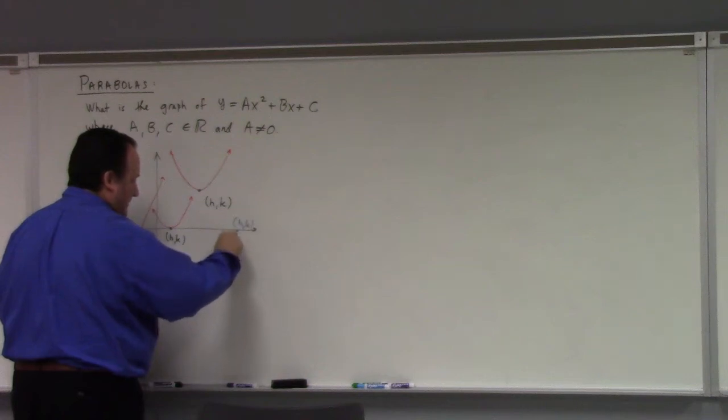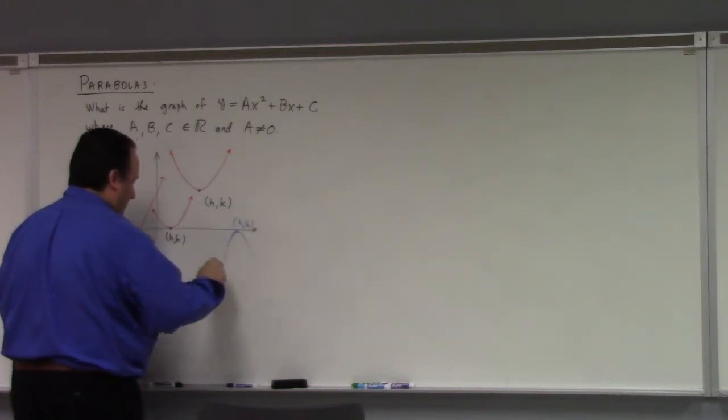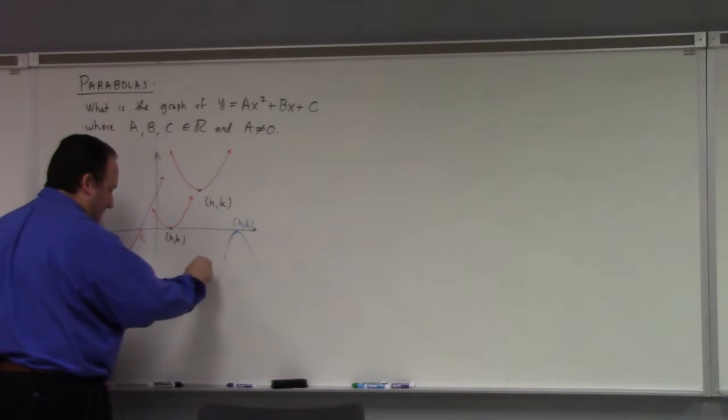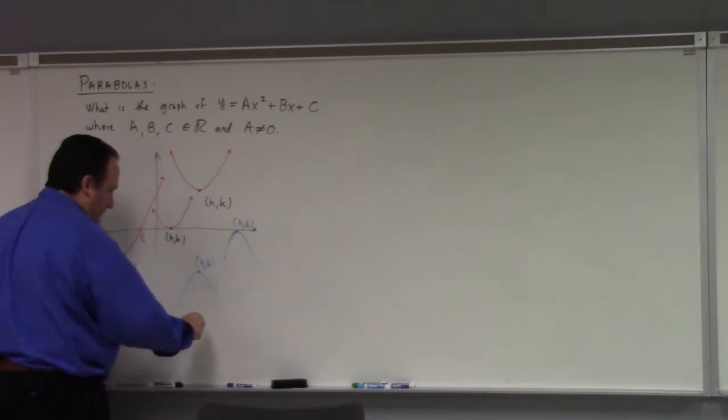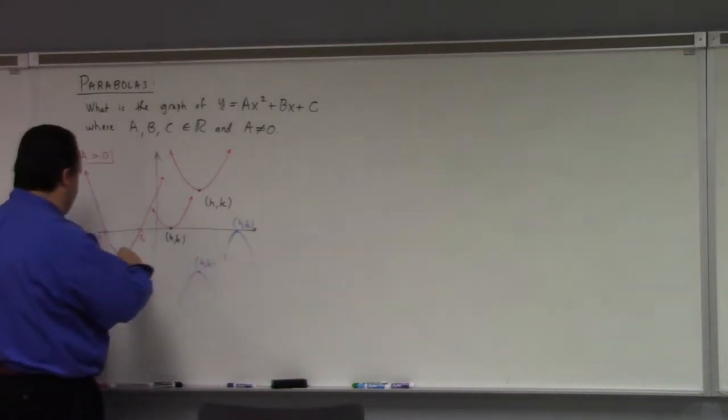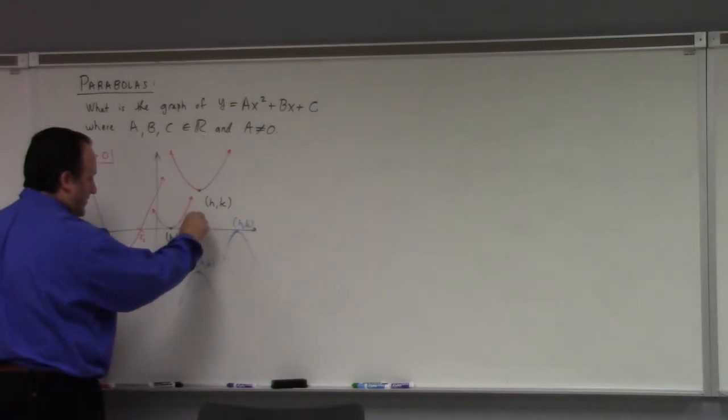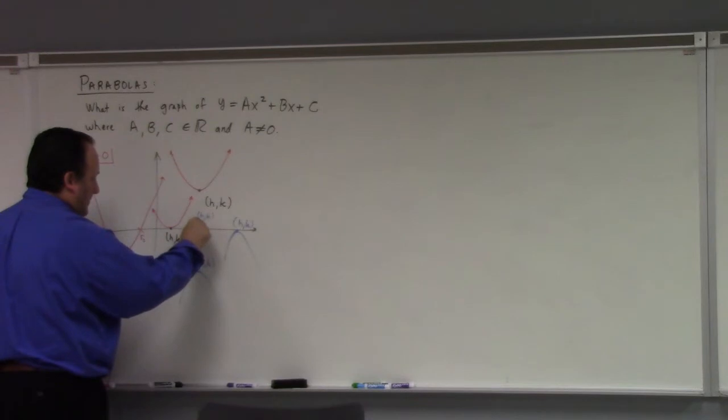Opening down would look like this, right? Below the x-axis opening down would look like that, yeah? Above the x-axis opening down would look like, I don't know, here. I'll put it here. Right? So, and again, we can call that R1 and R2.